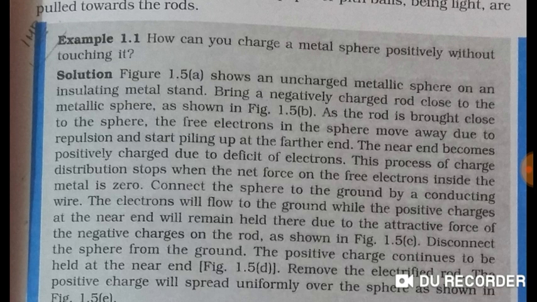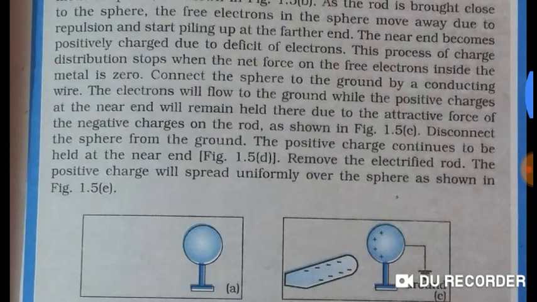Connect the sphere to the ground by a conducting wire. The electrons will flow to the ground while the positive charges at the near end will remain held there due to the attractive force of the negative charges on the rod, as shown in figure 1.5c. Disconnect the sphere from the ground. The positive charge continues to be held at the near end, figure 1.5d.